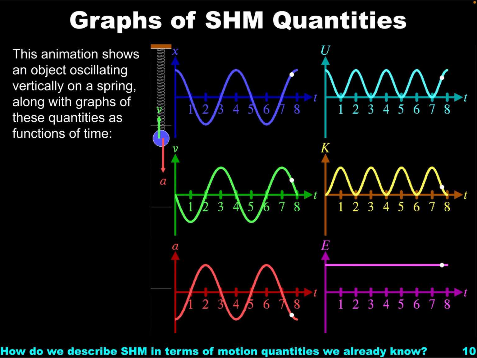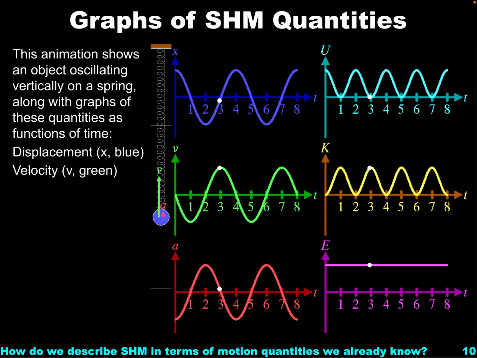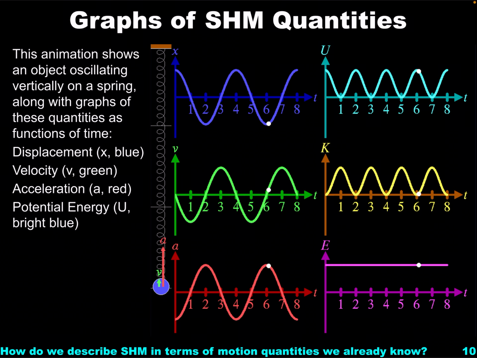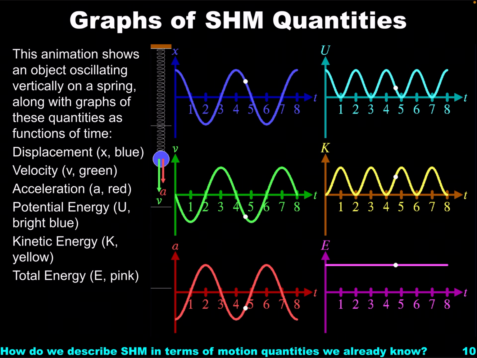Number one, this animation is showing an object on a vertically oscillating spring. Displacement is the blue graph. Velocity is the green graph. Acceleration is the red graph. Potential energy is the light blue graph. Kinetic energy is the yellow graph. And total energy is the pink graph.